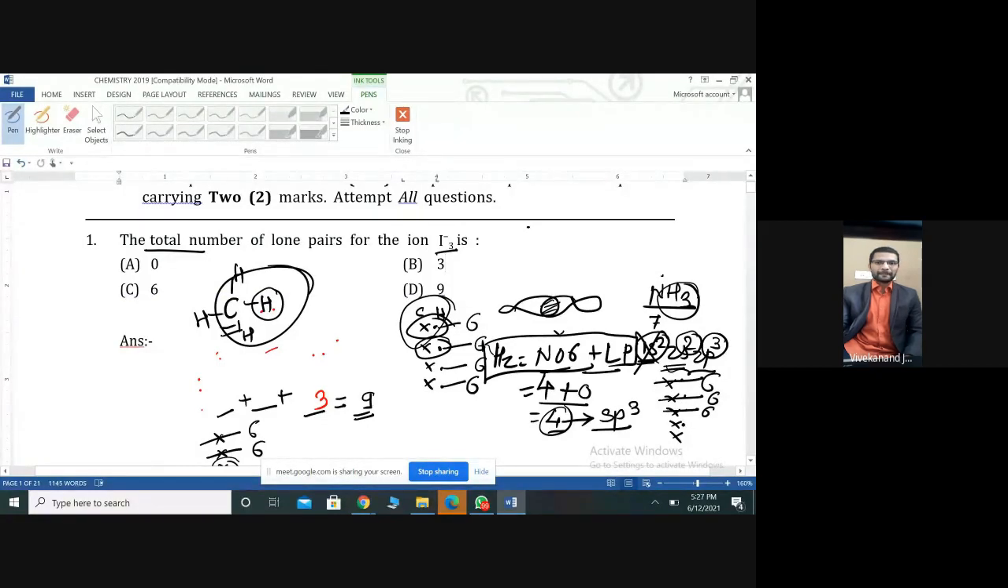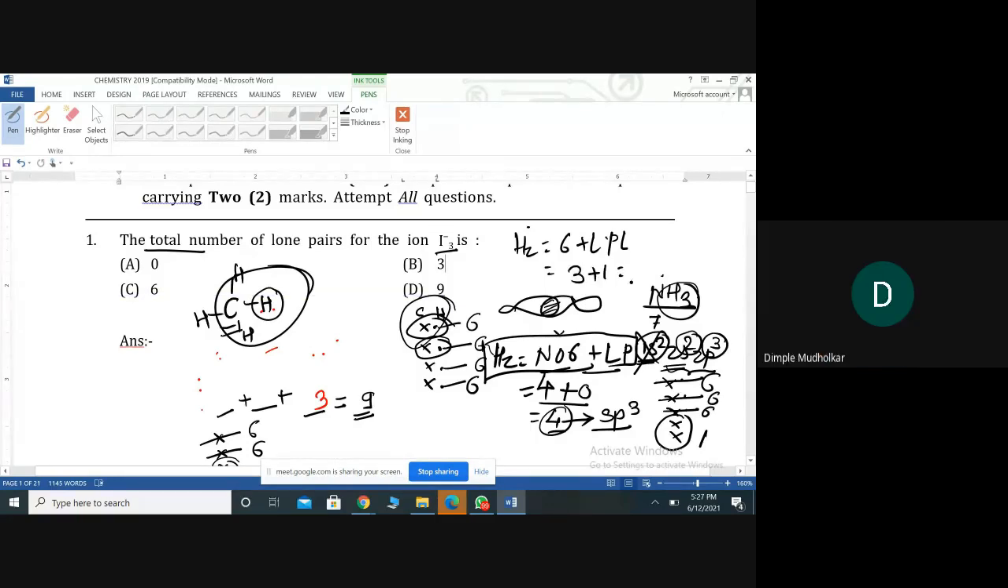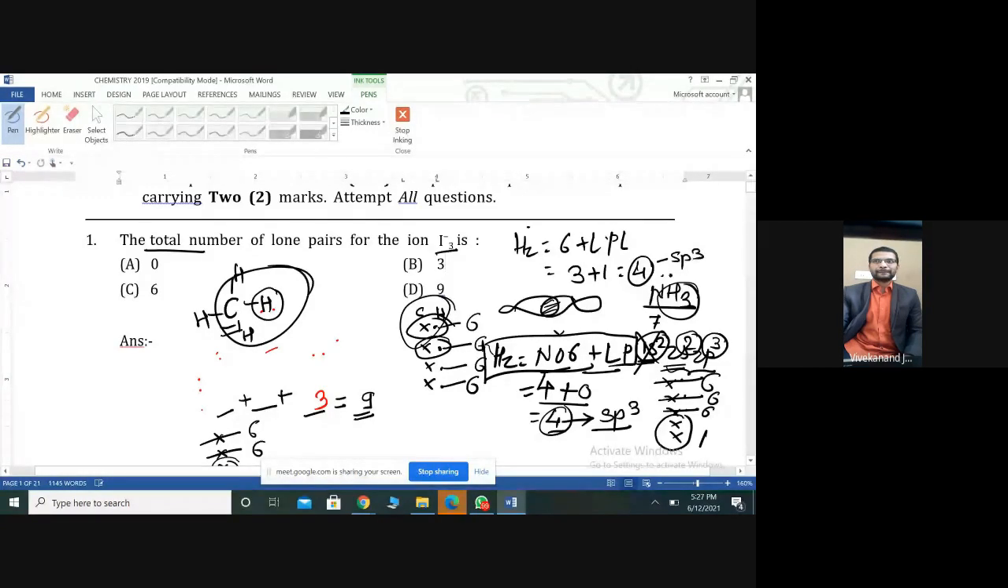Is it right? Yes. And how many lone pairs are present? One lone pair. And we have the formula: hybridization is equal to number of sigma bonds plus number of lone pairs. So if we have sigma bonds as 3 and lone pair as 1, what will be your count? 4. If the count is 4, your hybridization should be sp3. Congratulations.